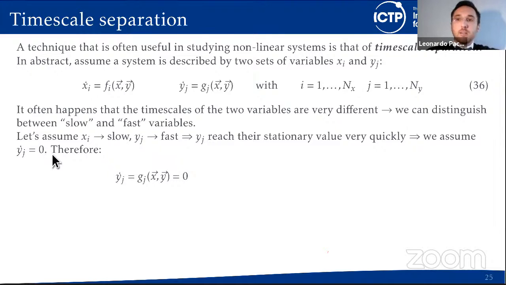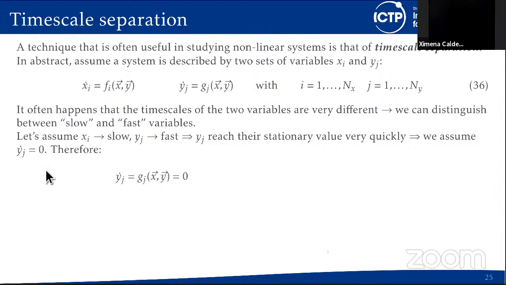Again, let me repeat that in case it is not clear. If we can distinguish the system between slow variables, the x, and fast variables, the y, this means that as the system changes, the y variables will almost instantly reach their stationary values. So we can approximate the behavior of these variables by assuming that y dot is always equal to 0. Is that clear?